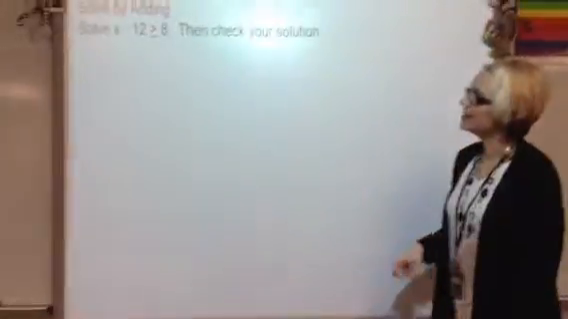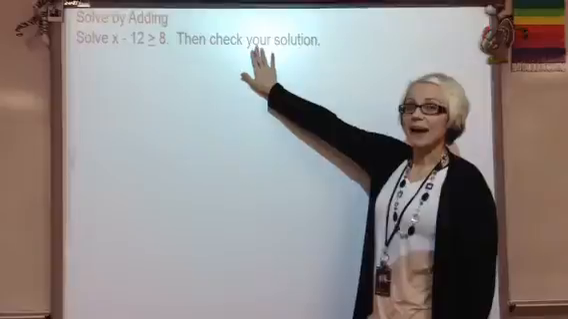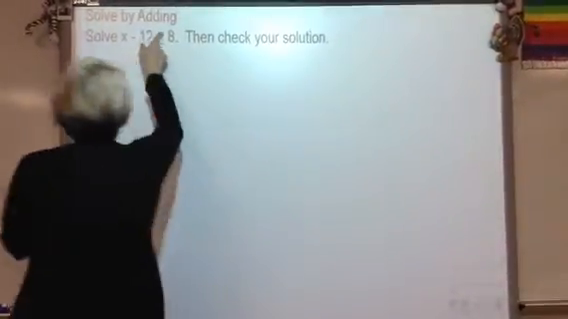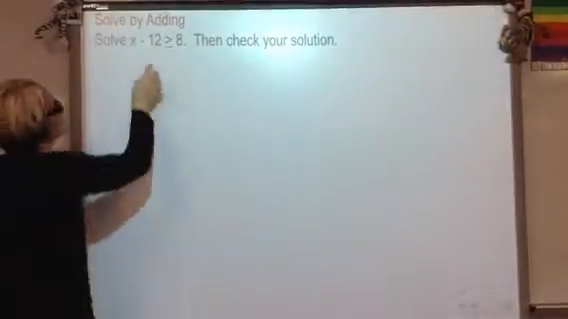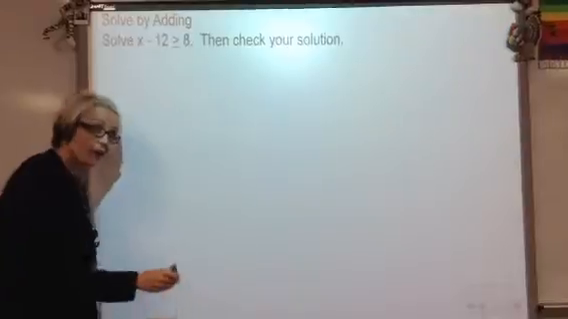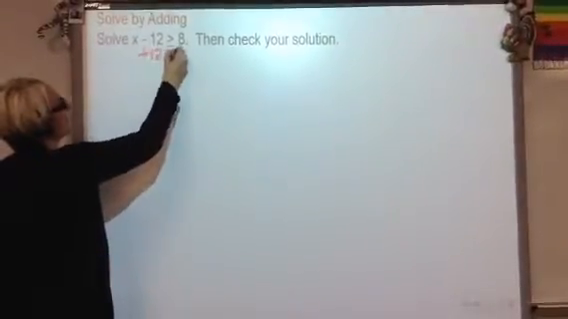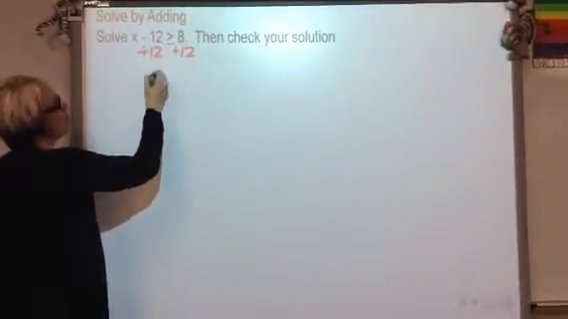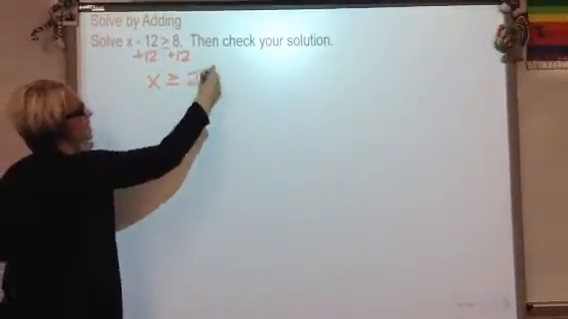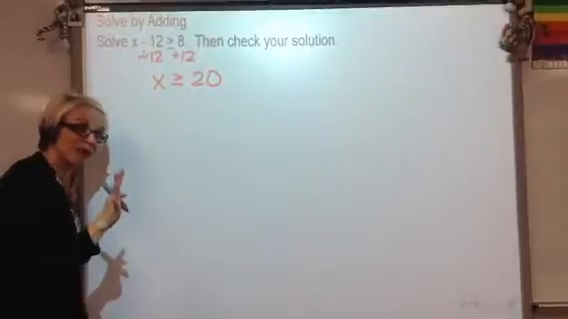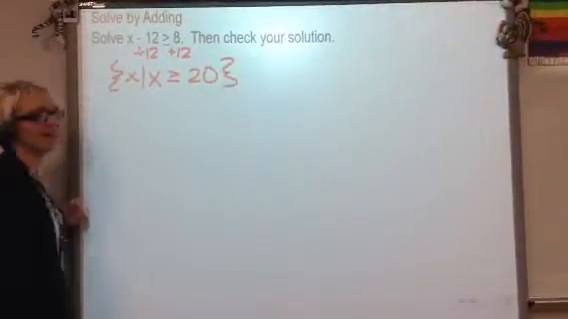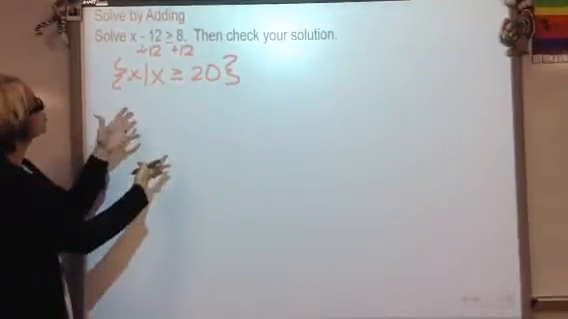So let's try it. This is going to be solved by adding. So we pretend that this is just like an equal sign, and we're going to use inverse operations. So what's the inverse or opposite of subtracting 12? Adding 12, right? So we add 12 to both sides. So our result is x is greater than or equal to 8 plus 12, which is 20. We're almost done. Remember what we have to do? Fat man bracket, x such that, fat man bracket. Now we're done.